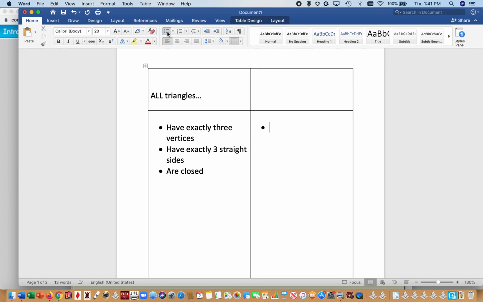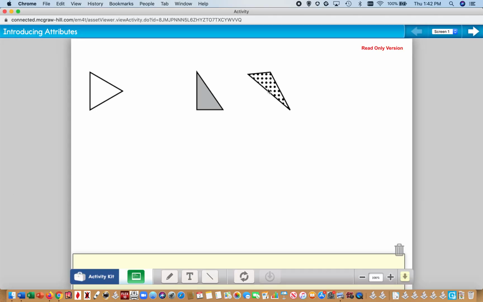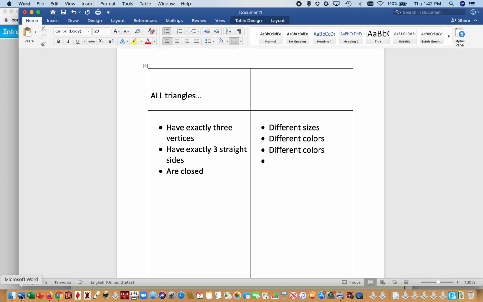Now, these triangles are different. So the sizes are different, if I was going to get a ruler and measure them. The colors are different. They might even have patterns like polka dots or stripes. And I'm going to look one more time at these triangles. It looks like they're all sort of pointed or facing in different directions. So I'm going to add that as well.